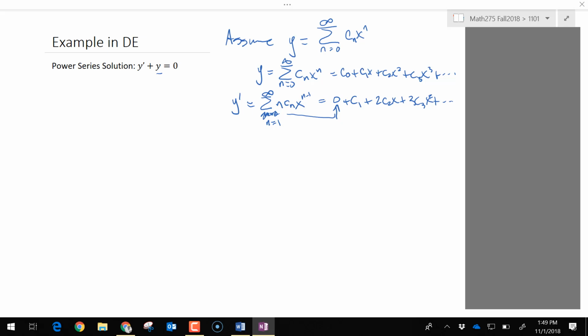So let's put this series into your differential equation. So your differential equation then is going to look like a series going from n starts with 1 to infinity of n c sub n x to the n minus 1 plus the series, that's just y, n goes from 0 to infinity c sub n x to the n.